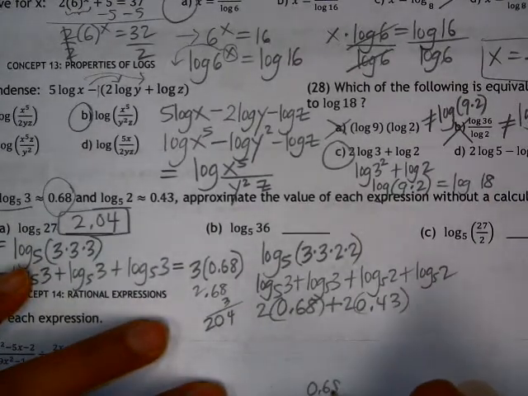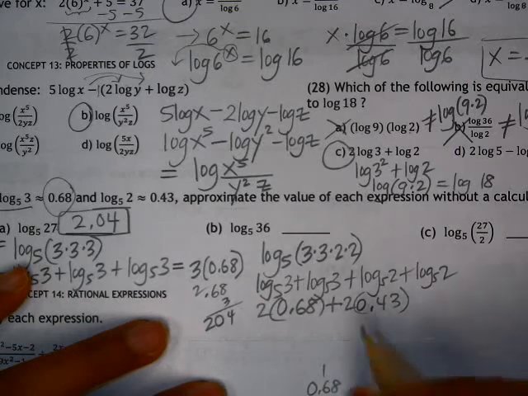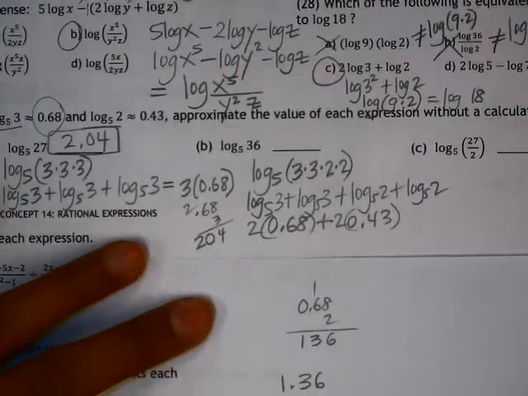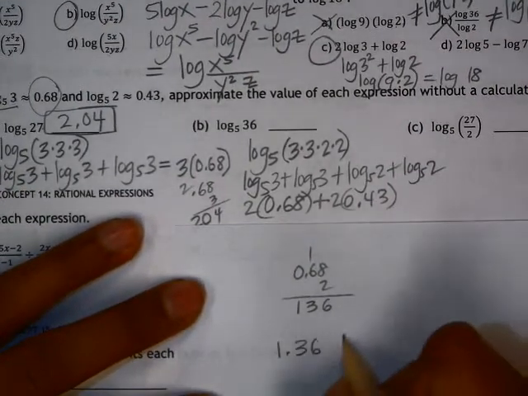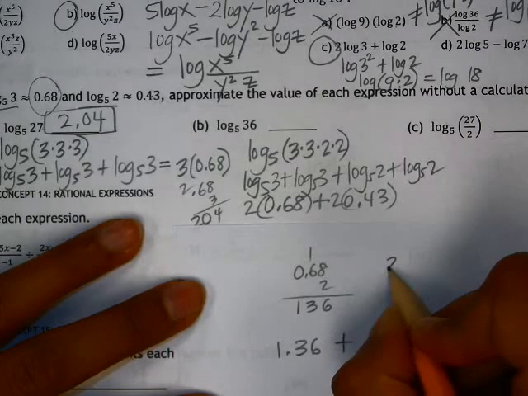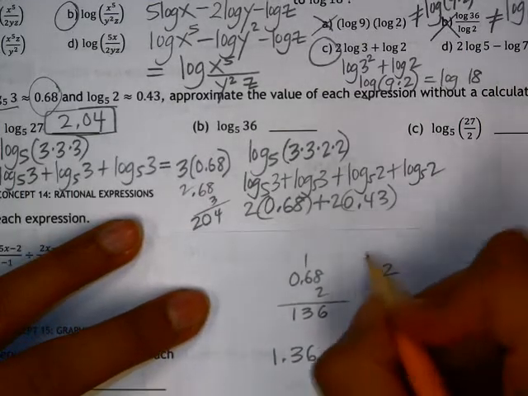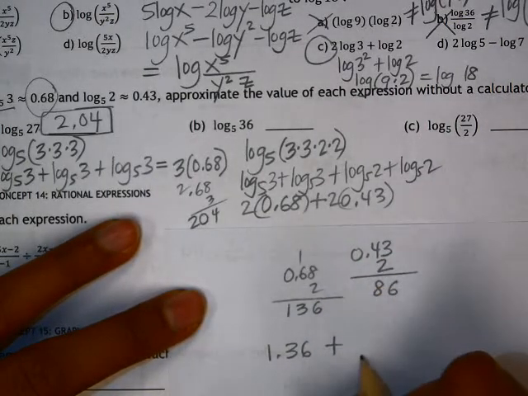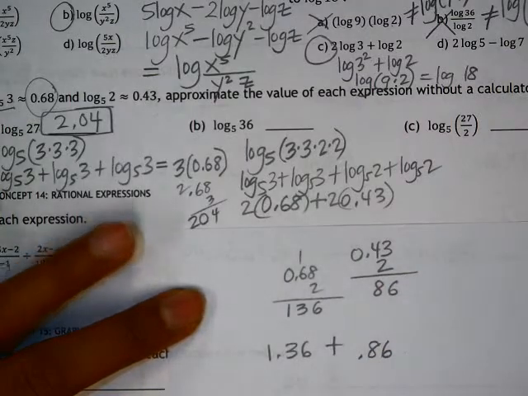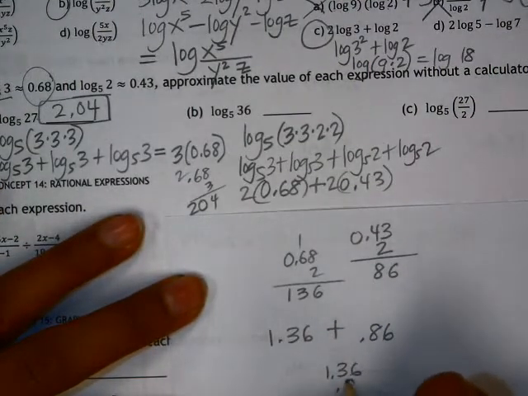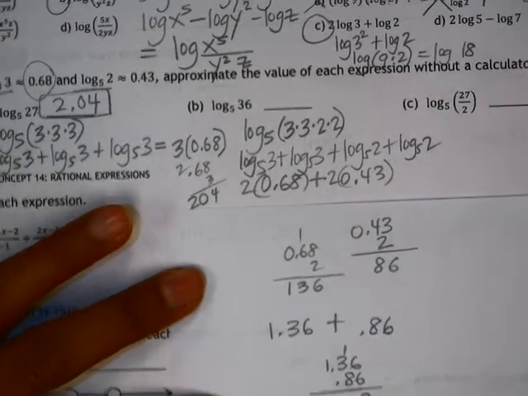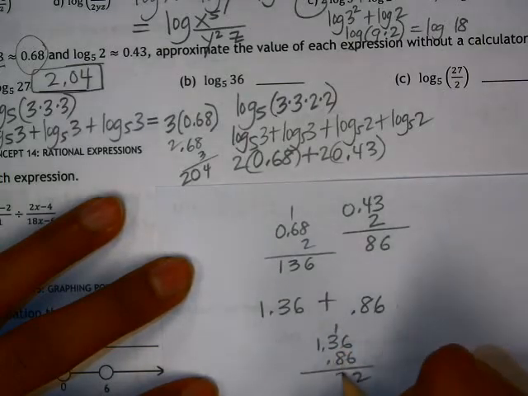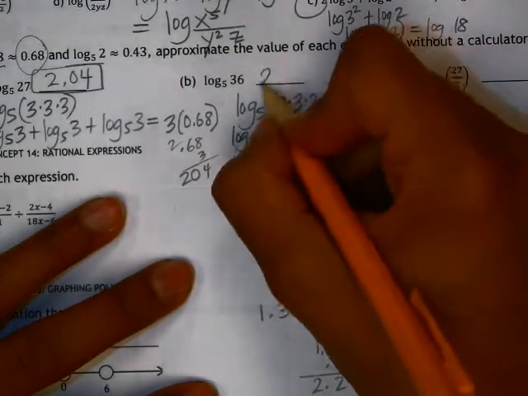So let's go ahead and work that out and figure out the decimal value when those are added together. So 0.68 times 2 is 1.36, and the second term, 2 times 0.43 is 0.86. Okay, so adding those two together, 1.36 plus 0.86, we get 2.22.